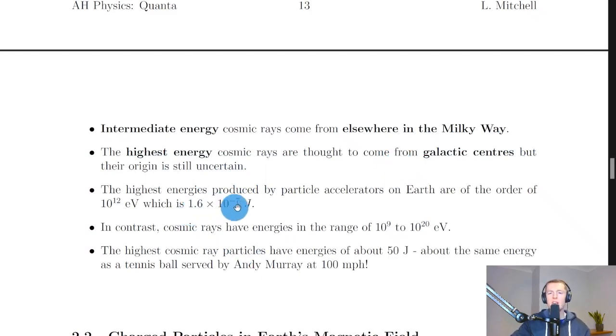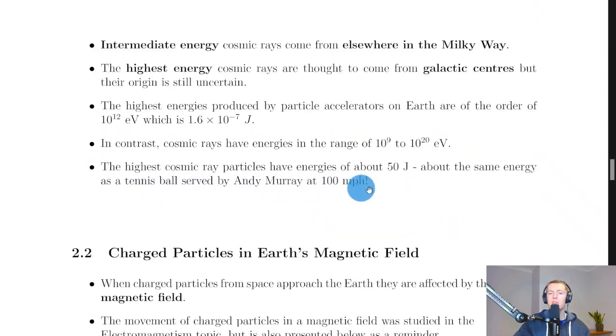The highest energies produced by particle accelerators on Earth are of the order of 10^12 electron volts, which is 1.6 times 10^-7 joules. In contrast, cosmic rays have energies in the range of 10^9 to 10^20 electron volts. The highest energy cosmic ray particles have energies of about 50 joules, about the same energy as a tennis ball served by Andy Murray at 100 miles per hour. Hopefully you realise that the highest energy cosmic rays can be much more energetic than the energies produced by particle accelerators, and these are already very high energies.